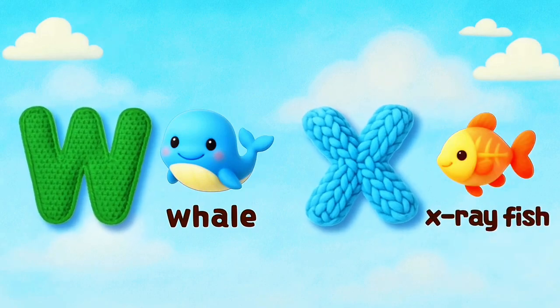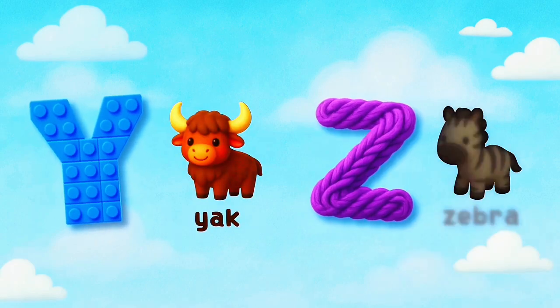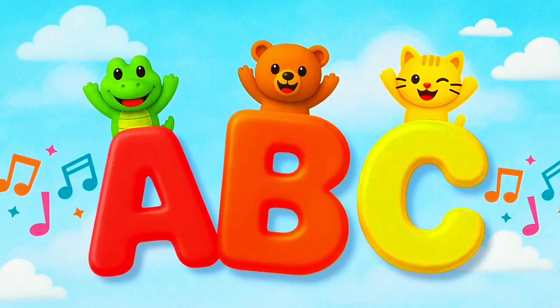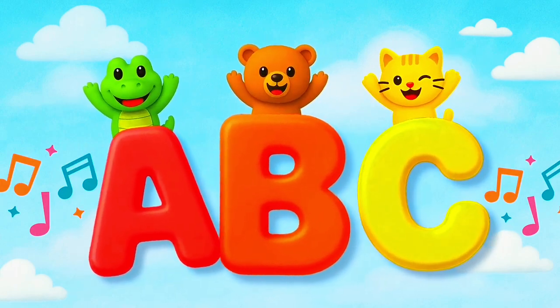X is for X-ray fish, Y is for yak, Z is for zebra. Now you know your ABC animals.